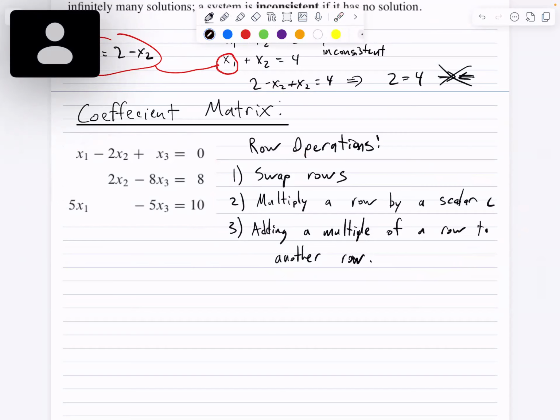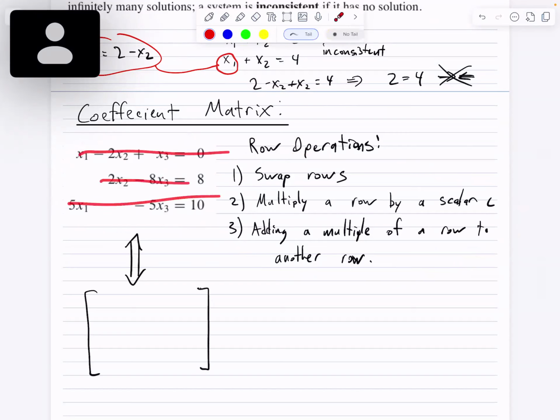It turns out that these 3 things that you can do on a linear system correlate to what you can do to just their coefficients. So we're going to ignore the variables, and we're going to create this matrix called the coefficient matrix. So what is a matrix? A matrix is an array of numbers that has rows and columns. The number of rows are going to be the number of equations, so we have 3 rows. And then the number of columns will be the number of variables.